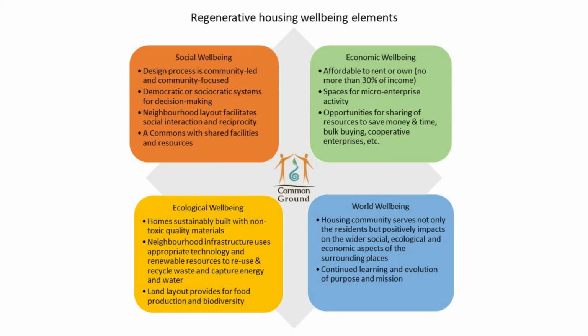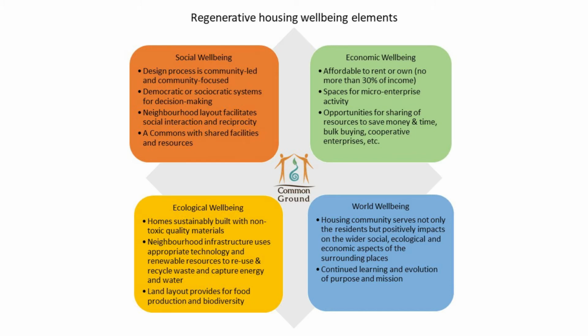So Common Ground believes that housing can lead to better well-being, both for humans and the environment in the world around us. So in terms of social well-being, if we were to see a housing community that was regenerative, it would have a design process that is community-led and community-focused. It would be democratic or sociocratic, having systems for decision-making. The neighborhood layout would facilitate social interaction and reciprocity. And there would be a commons or a few commons for shared facilities and resources.